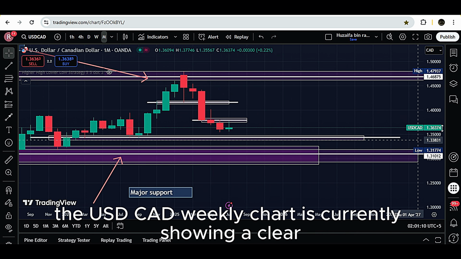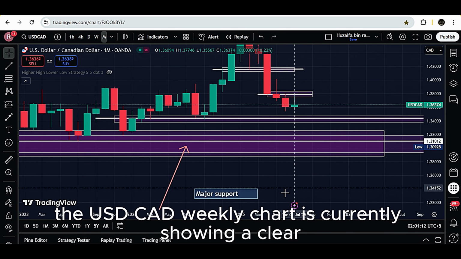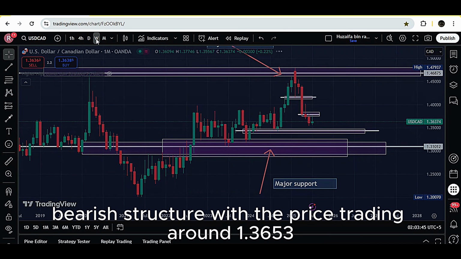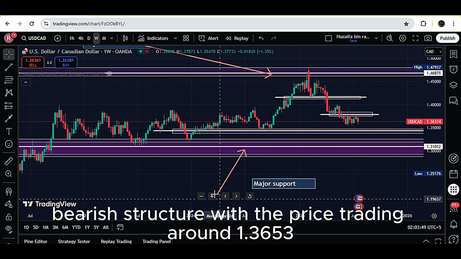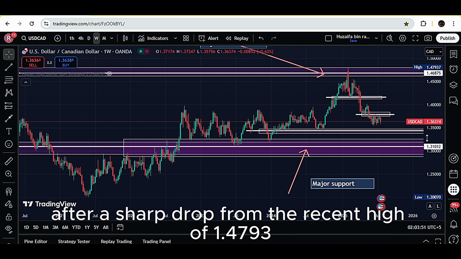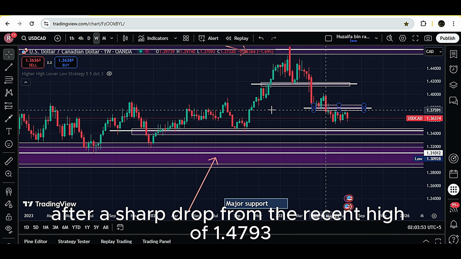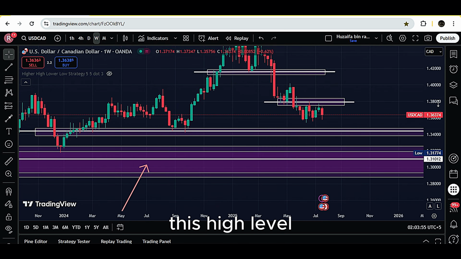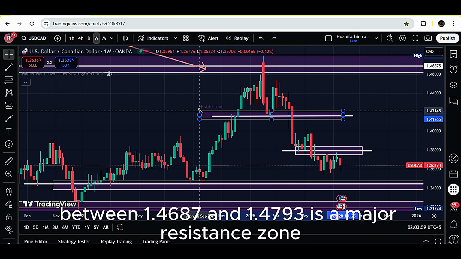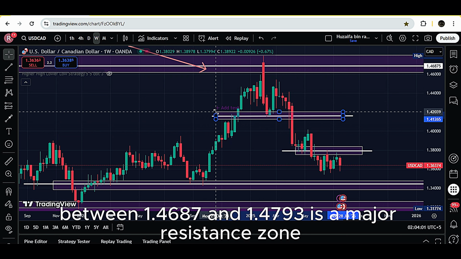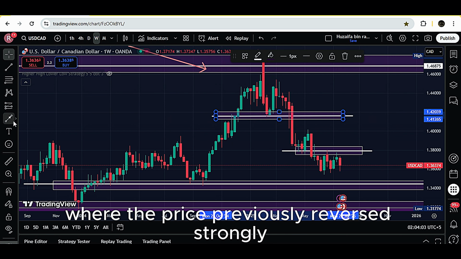The USD/CAD weekly chart is currently showing a clear bearish structure, with the price trading around 1.3653 after a sharp drop from the recent high of 1.4793. This high level between 1.4687 and 1.4793 is a major resistance zone where the price previously reversed strongly.